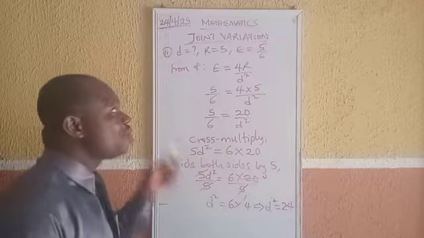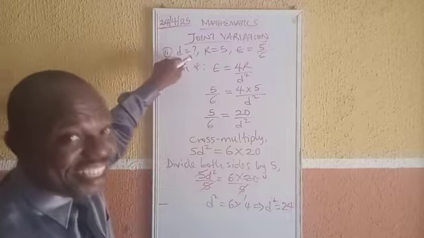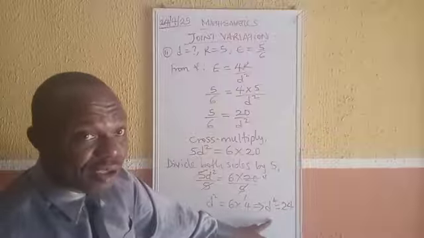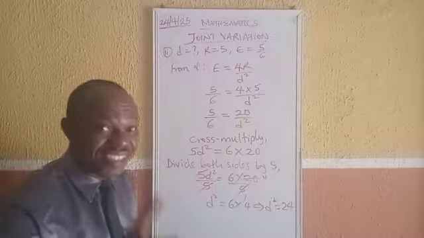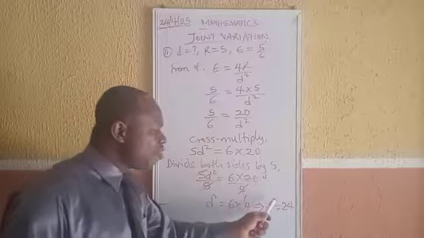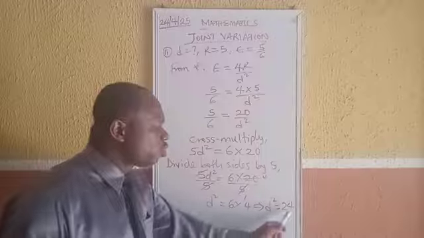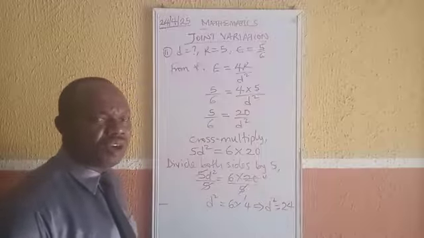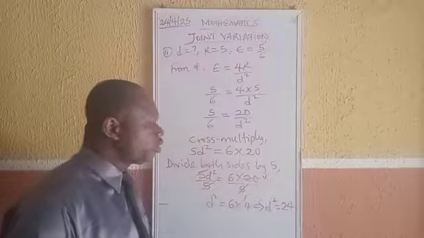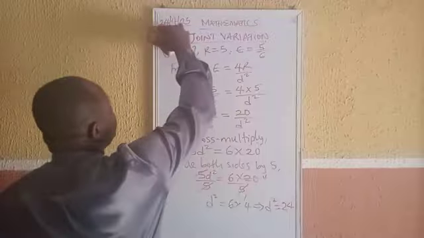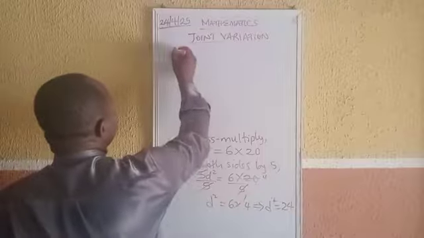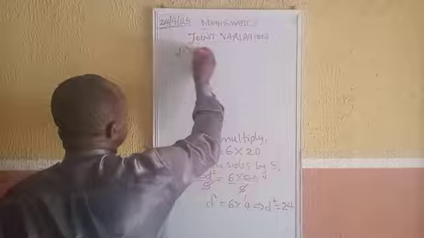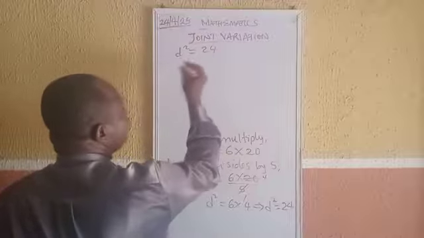Now, if you stop here and say d square, your answer is 24, you have failed it. Why? What are we looking for? d, not d square. So, what are we going to do now? How do we go about this? It's easy. To remove this square, we are going to take the square roots of both sides. Following the law of indices, the square root will cancel this square out. So now we have d square equals 24. We are looking for d, not d square.